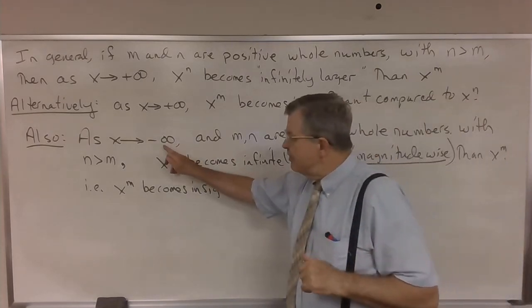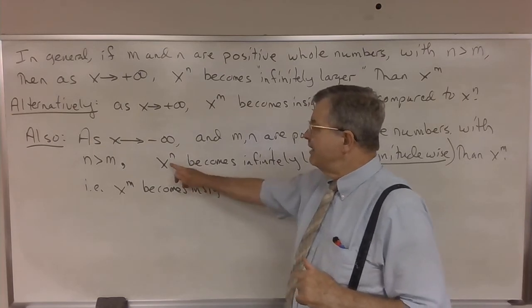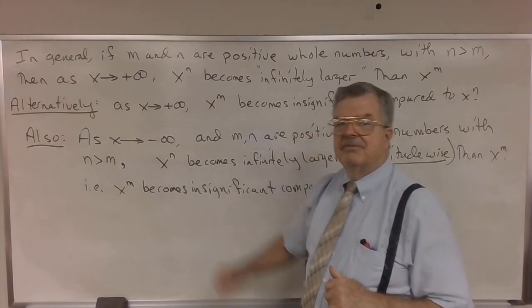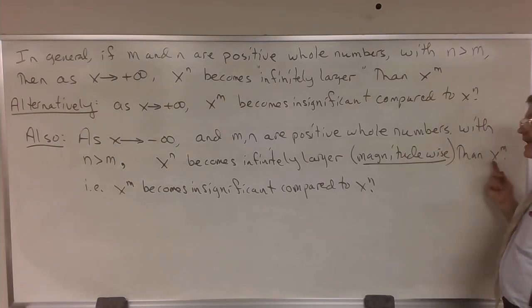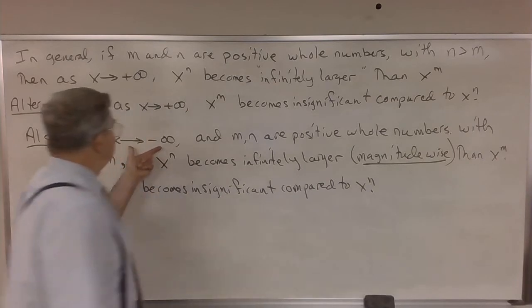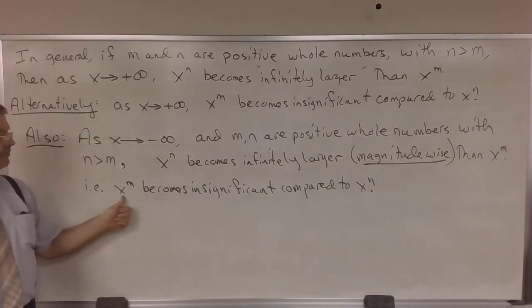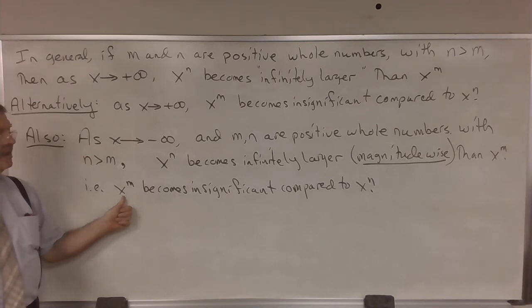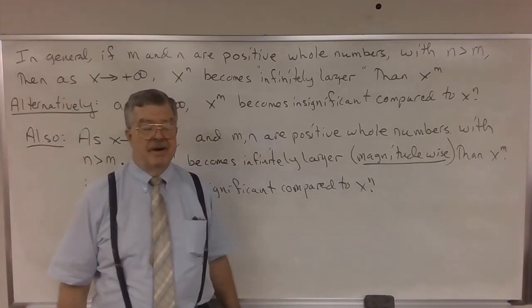So the fact of the matter is as x approaches negative infinity, x to the larger power becomes infinitely larger magnitude-wise than x to the smaller power. And as x goes to negative infinity, x to the smaller power becomes insignificant compared to x to the larger power.